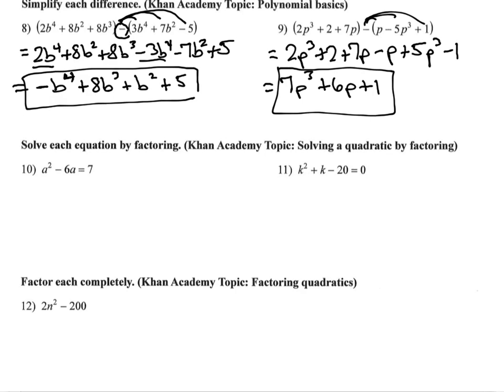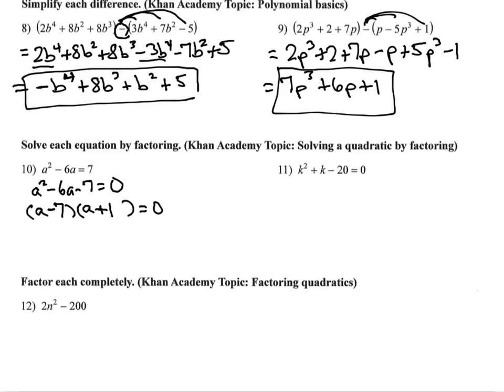Okay, number 10. Solve each equation by factoring. So in order to solve equations by factoring, we need to get everything under one side. So first thing I'm going to do is subtract 7 to the other side, have it equal 0. Now when we factor, we need two factors of negative 7 that add up to a negative 6. Two factors of negative 7 that add up to a negative 6 is negative 7 and a positive 1.